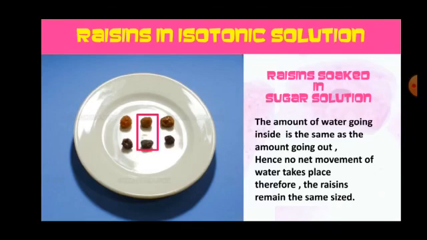Moving on to raisins in isotonic solution. These are raisins soaked in some sugar solution. Now what has happened, as you can see, the marked raisins are of the same size because they were in the isotonic solution. The amount of water going inside in this case is the same as the water going out, and hence no net movement of water takes place. Therefore the raisins remain the same in size.